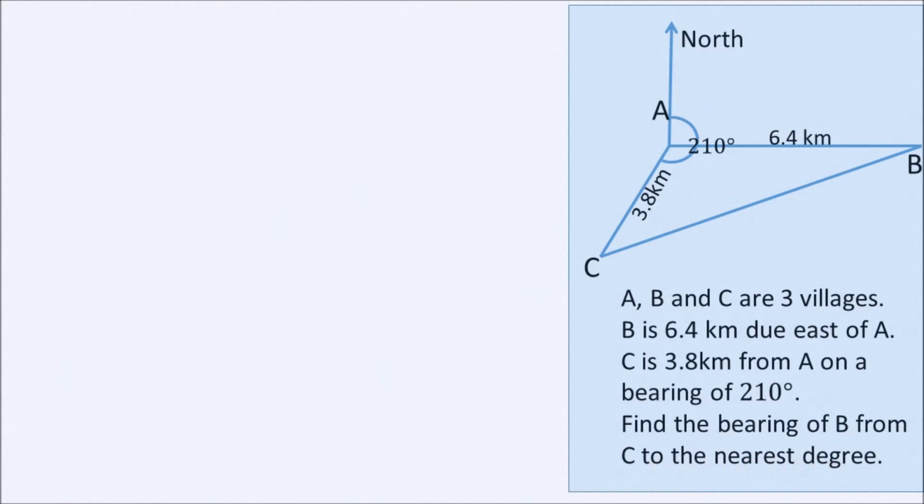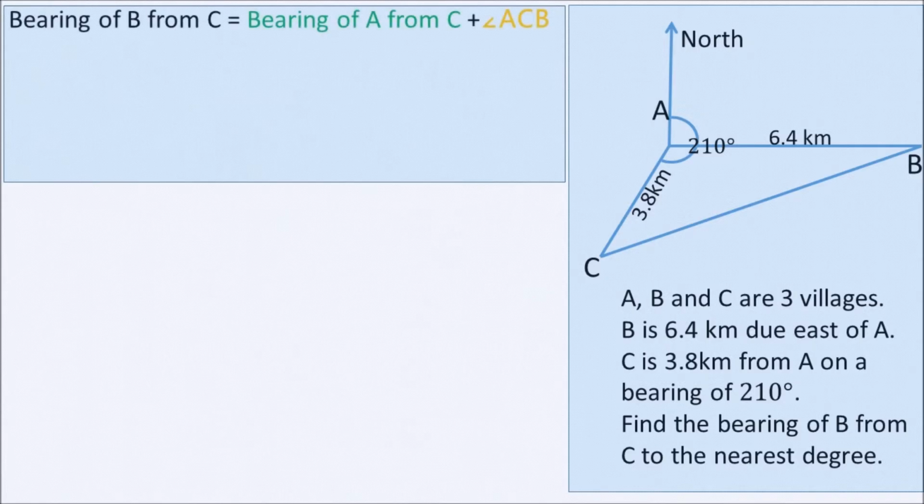To get the bearing of B from C, first we have to draw the north at point C, and the bearing of B from C would be the angle that the north makes with line BC, which is this angle marked in black. The angle in question, as you can see, is divided into two angles, namely this angle marked in green and the other angle marked in orange. So we can say that the bearing of B from C is equal to the bearing of A from C, which is the angle that line CA makes with the north, plus angle ACB marked in orange.